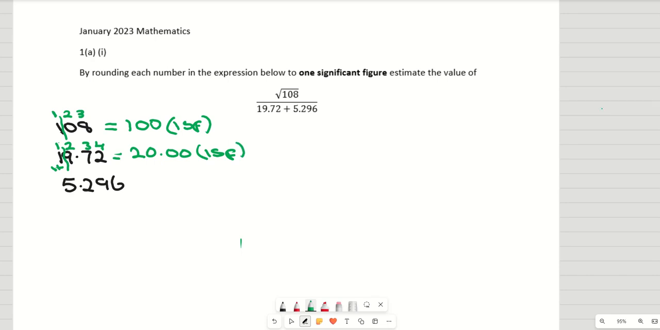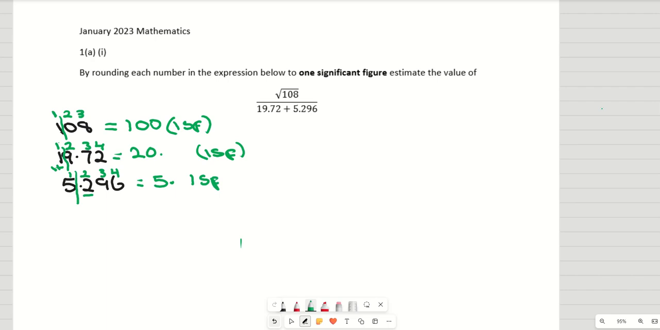Then 5.296, 5 is your first, 2 is your second, 9 is your third, 6 is your fourth. They said one significant figure, so a line is drawn after your first significant figure. You look at the digit after your line, that is 2, to see if it is 5 or more. It is less than 5, so it is going to be 5.000. If your digits after a decimal point are zeros, you don't need to put them, okay? So I could put 20.00 or 5.000. It's the same thing as saying just 20 and 5, right? And this is to one significant figure.